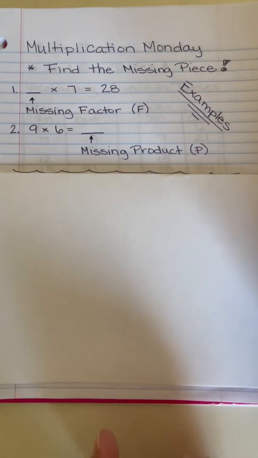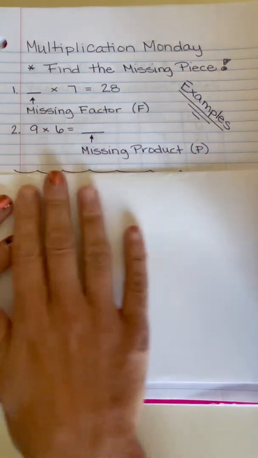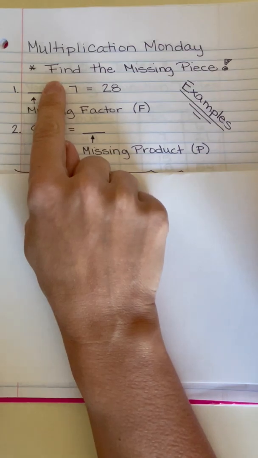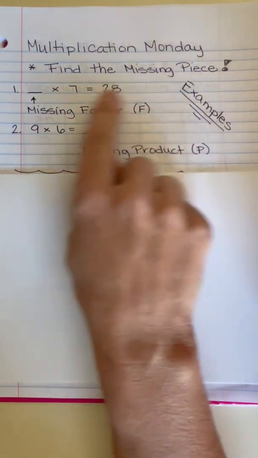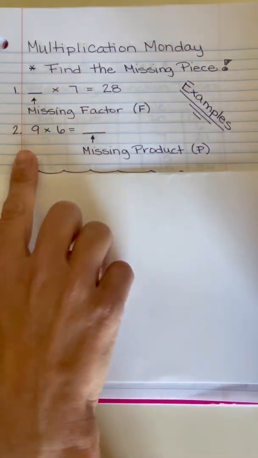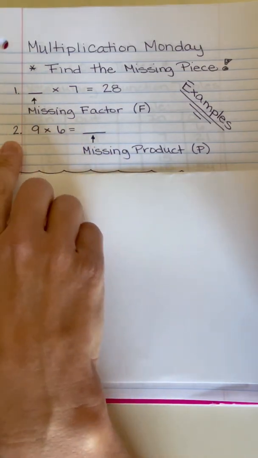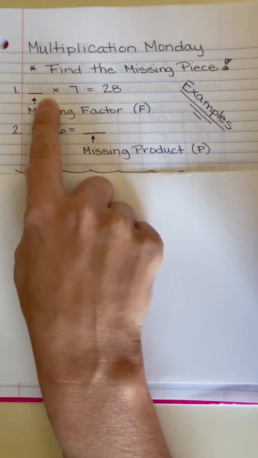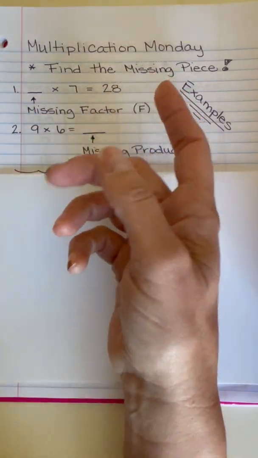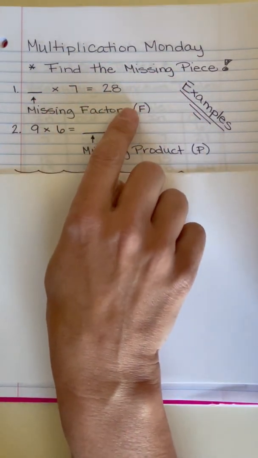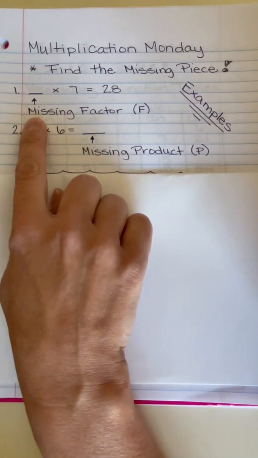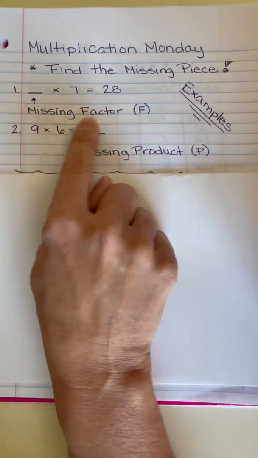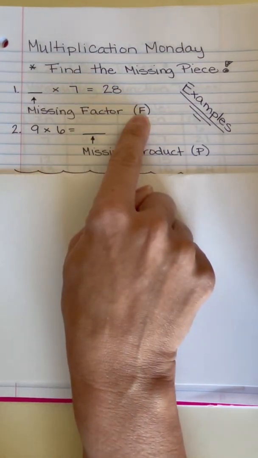Hey kids, so it is Multiplication Monday, and this week we are going to be focusing on finding the missing piece, or find the missing piece. So we're going to be looking at two different examples. So the first one we are looking at, we're basically filling in the blanks, okay, so what is missing to make the equation true?